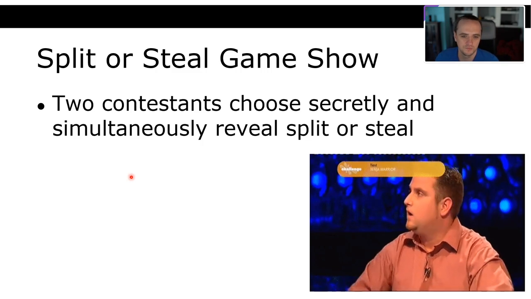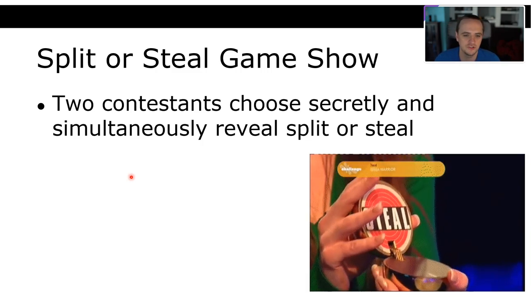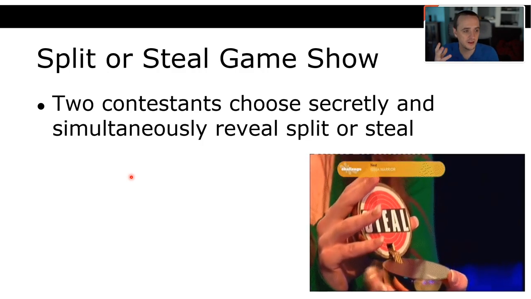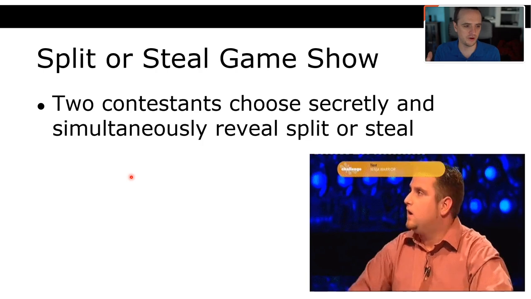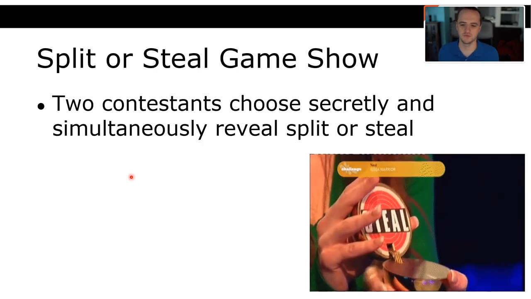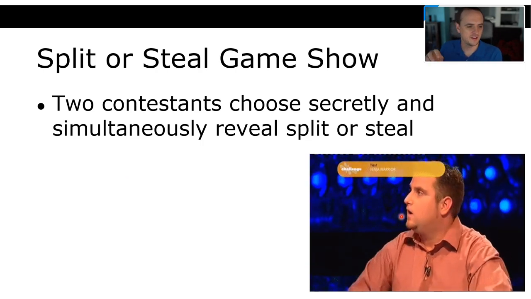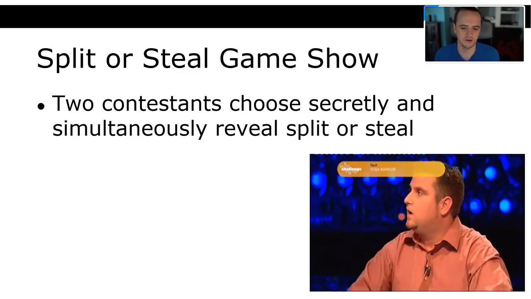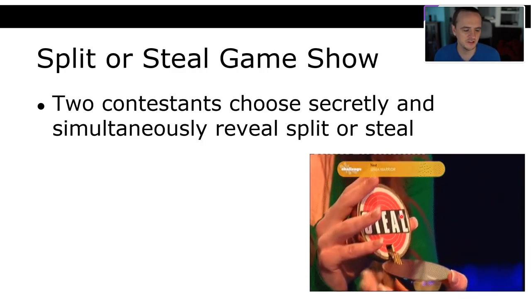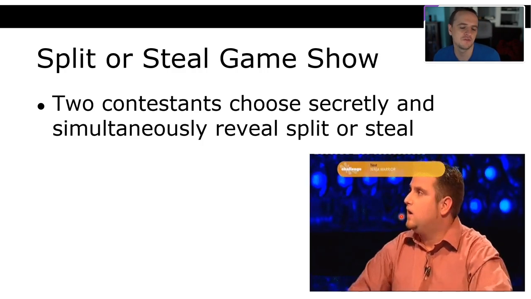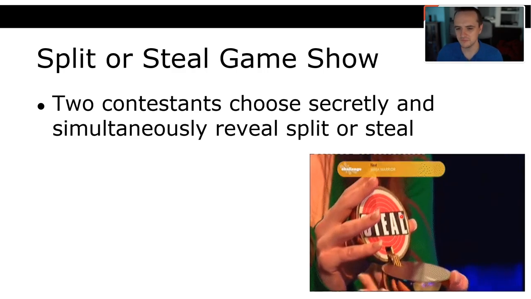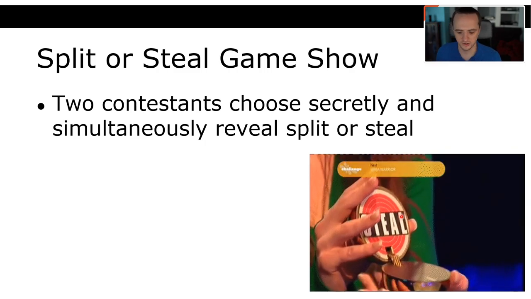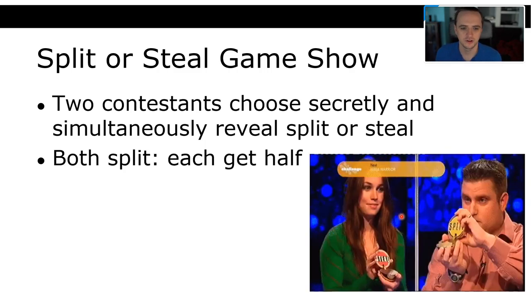In this game show, two contestants choose secretly and simultaneously either split or steal. So they have these golden balls. Of course, you gotta have golden balls, right? It's a game show. The whole show is like half an hour of nonsense. It's just them talking about, oh, my kid has cancer, I need the money, please, I promise I won't take it from you. So, anyway, they both reveal, after this half an hour of nonsense, and advertisements, of course.